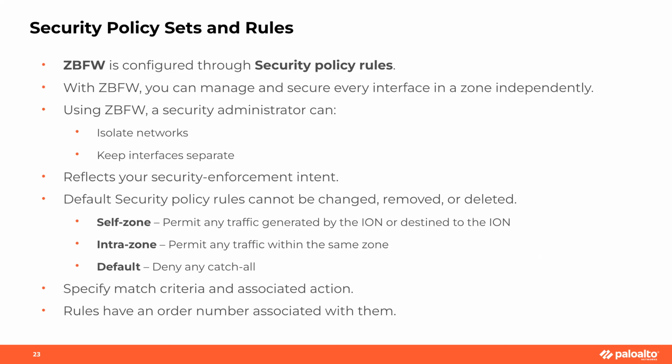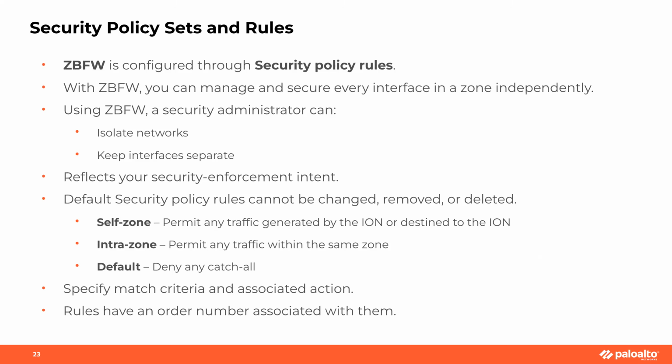So a security policy set has some default rules in it. The other policies all have some default rules too, but the security policy has some slightly different rules. There are 3 rules in a default security policy set that are pre-built into the system. There's a self zone rule, which is traffic that's generated to or from the ION. This is permitted. And there's an intrazone rule, which means that any traffic that's going between 2 interfaces that are within the same zone is permitted.